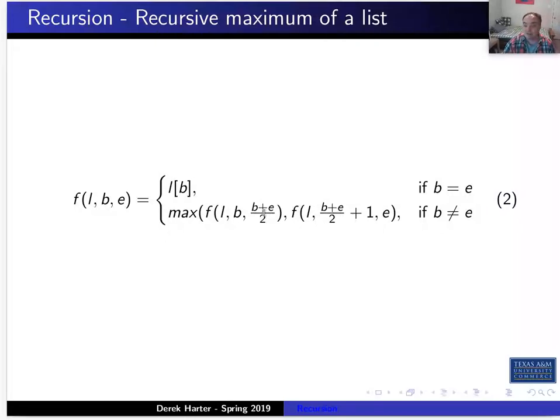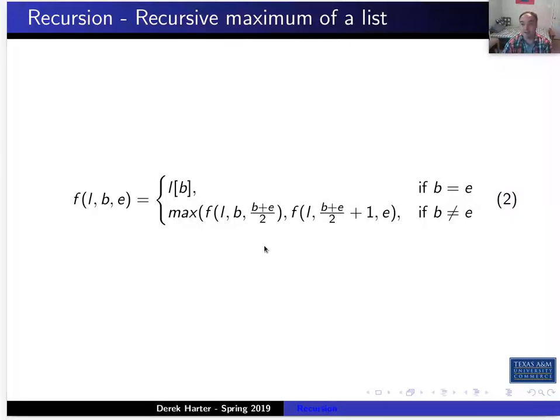I'm doing this slightly differently. I'm going to take the midpoint of my list. So the way that I read this is I want to find the largest value from the beginning to the midpoint. So begin plus end divided by 2, if we do integer division, would find the middle value.